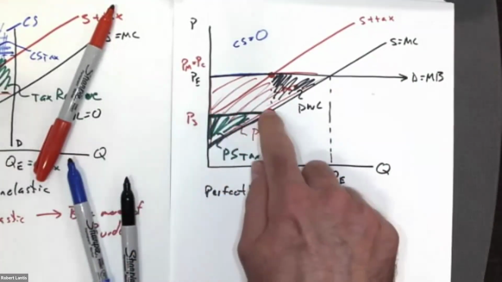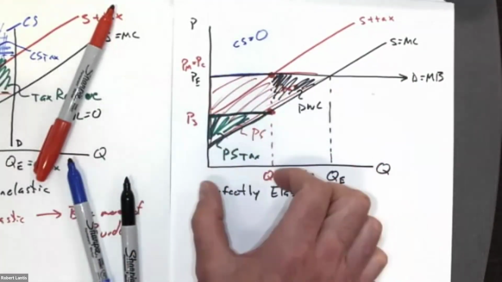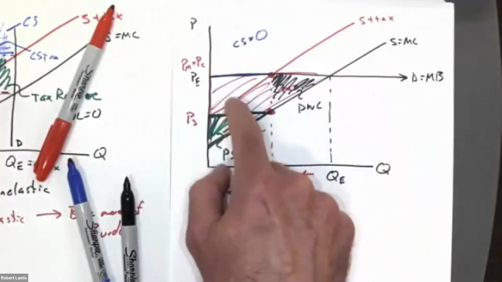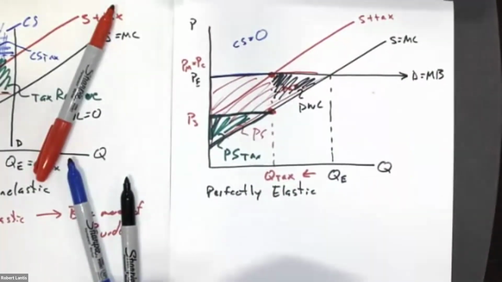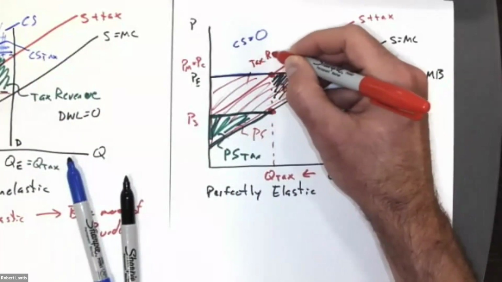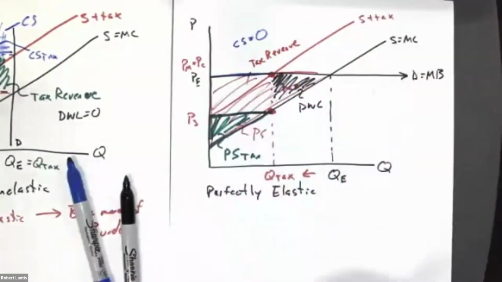And then this area in the middle here, this is what used to be producer surplus, but is now what? The quantity after the tax times the tax. This would represent government tax revenue. Okay, so think about this area here. That rectangle represents tax revenue.